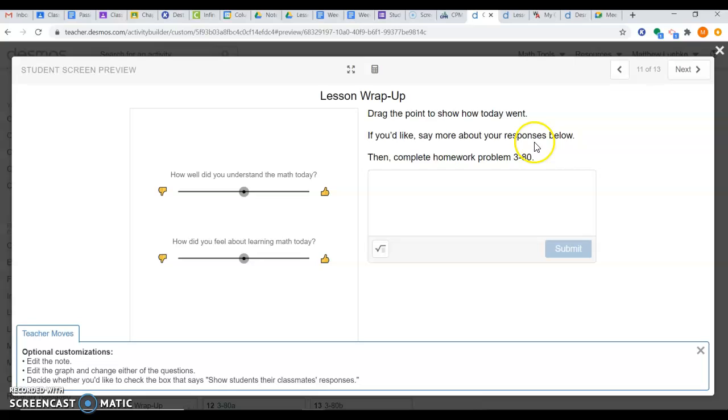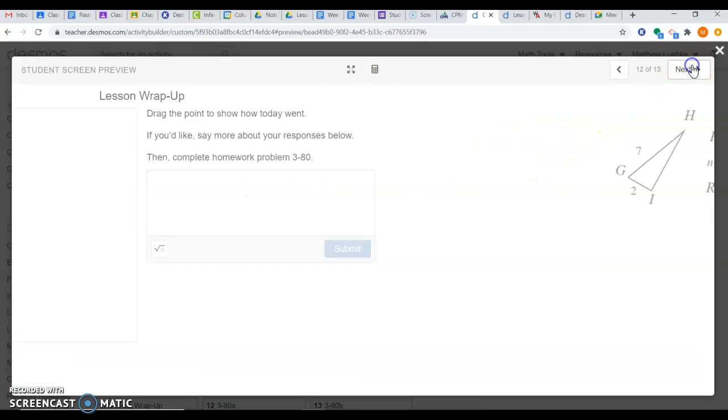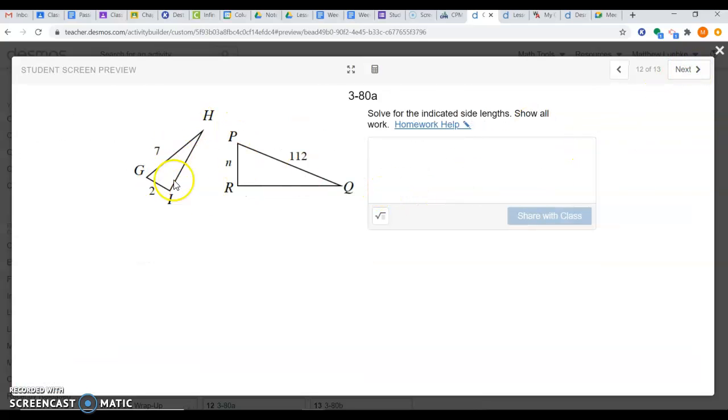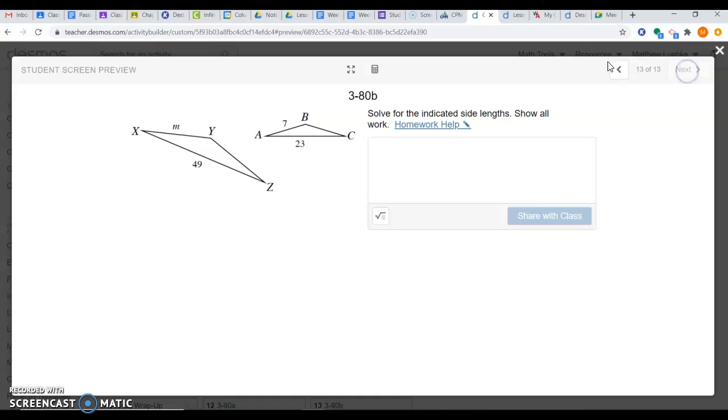We get to wrap it up here. And then there are a couple of actual homework problems as a bit of review here. This problem's not on the homework that I'm assigning you, so it's good practice here at the end to just set up equivalent ratios or find the zoom factor and solve for missing sides.